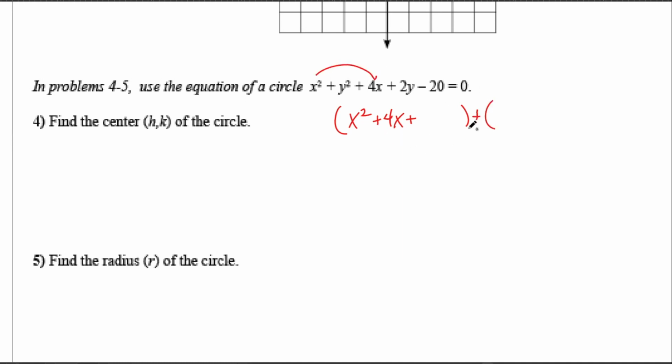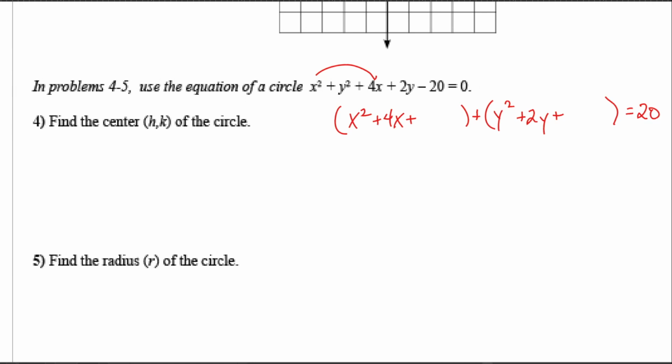Then put a plus. And let's group the y's together. So I'm going to put a y squared. Let's make that look like a y. So I'm going to put a y squared and then a plus 2y. And then I'm going to put a plus, put a blank, and then put a parentheses. And let's set it equal to what? So let's put the 20 over here. So I got the 20 right there.